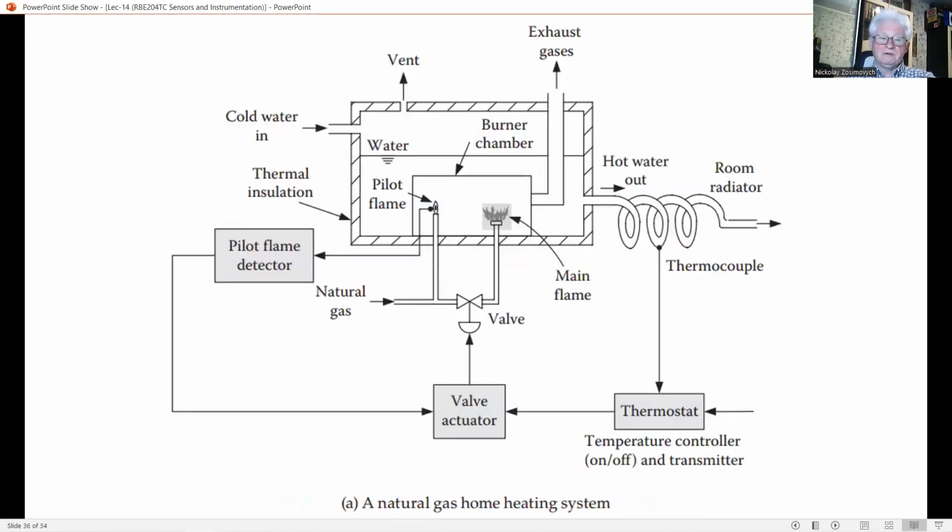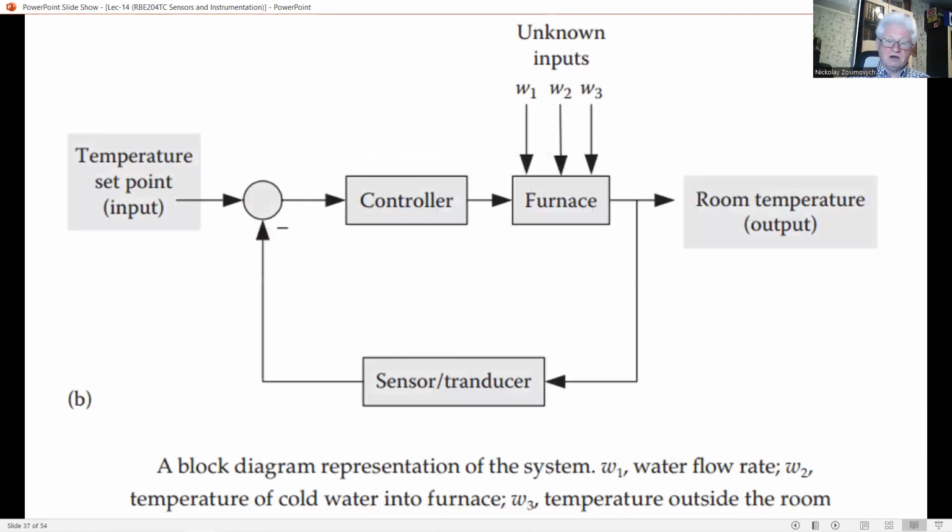As a practical example, consider the natural gas home heating system shown in this slide. A simplified block diagram of the system is shown in this figure. In conventional feedback control, the room temperature is measured and its deviation from the desired temperature is used to adjust the natural gas flow into the furnace. For on-off control, a thermostat is typically used in such applications.